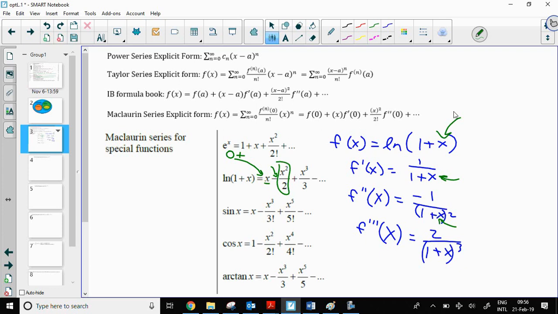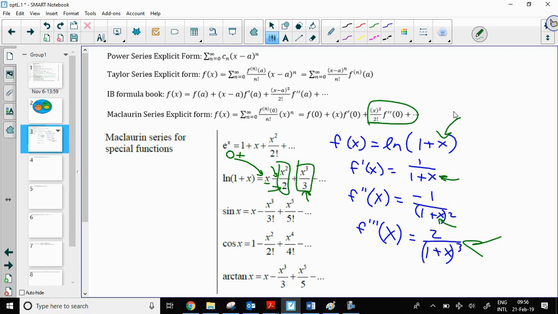For the next term, following this pattern here, it'll be x cubed over 3 factorial times f triple prime of 0. Notice here it's not a 3 factorial, it's just 3. That didn't make a difference with 2, since 2 factorial is equal to 2. 3 factorial is not equal to 3. The reason that it's changed is because our third derivative has a 2 in the numerator, which will cancel out with the 2 from the 3 factorial, leaving us with exactly that term, and this pattern continues indefinitely.